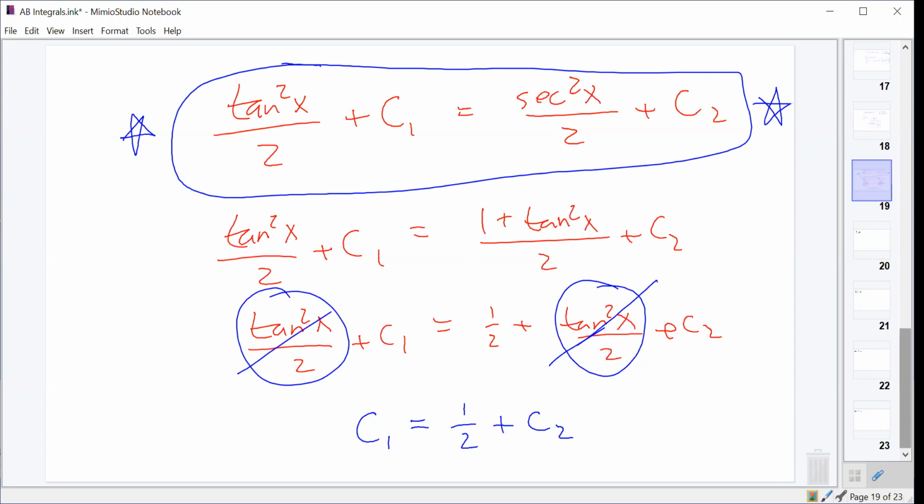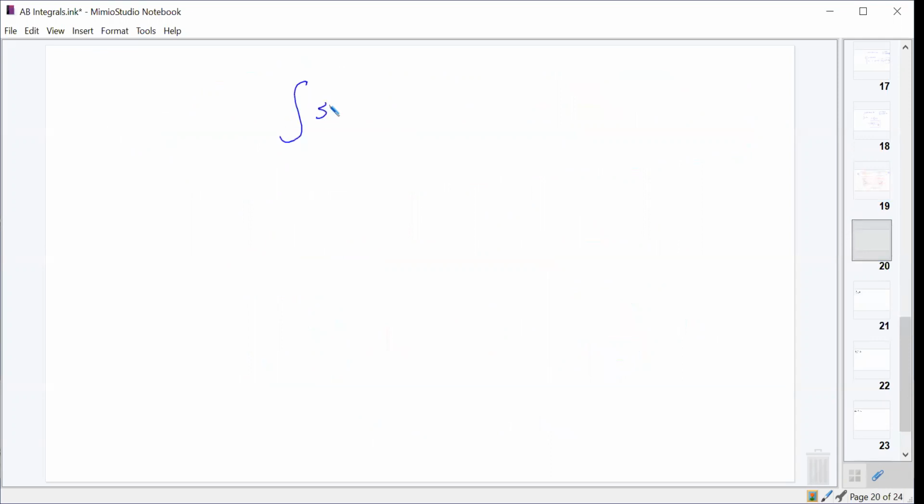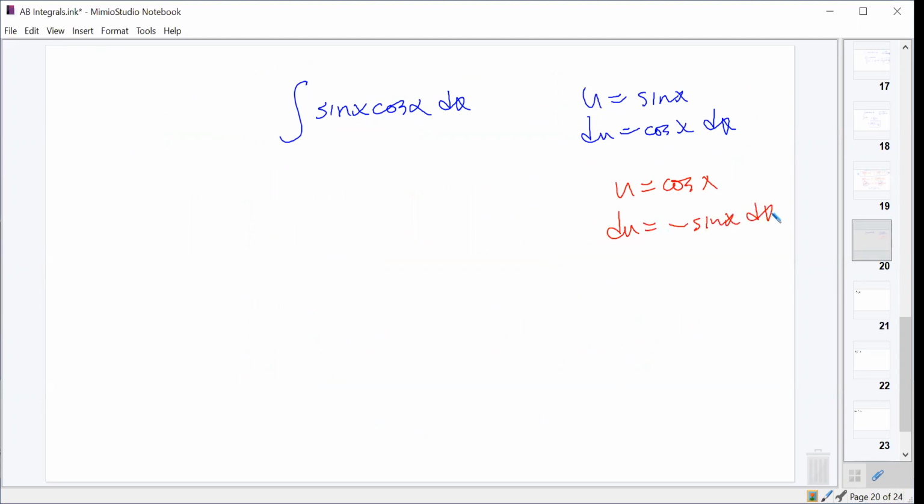Isn't that cool? And the same type of situation would happen if it was like sine and cosine, right? Yeah, we could do a quick example. Suppose I just gave you the integral of sine x cosine x dx, right? Well, you could do u equals sine x, and du is cosine x dx. Or we could do u equals cosine x, right? And then du would be negative sine x dx.